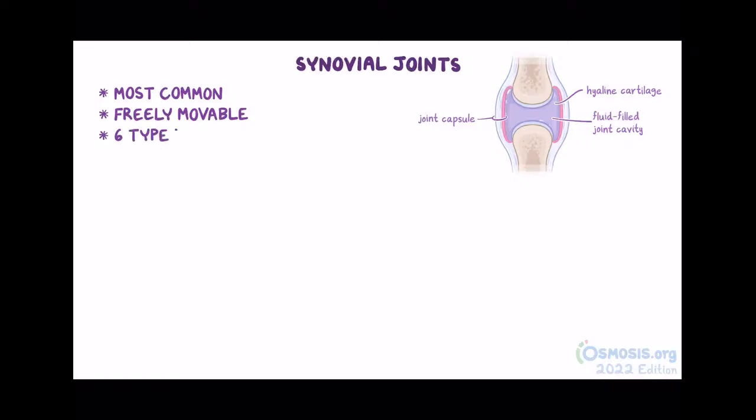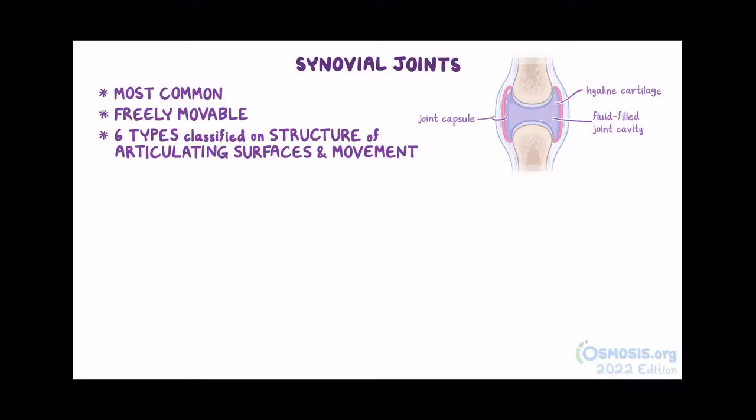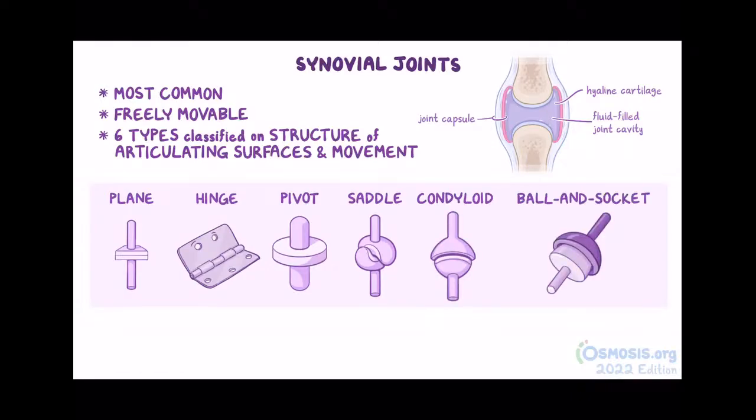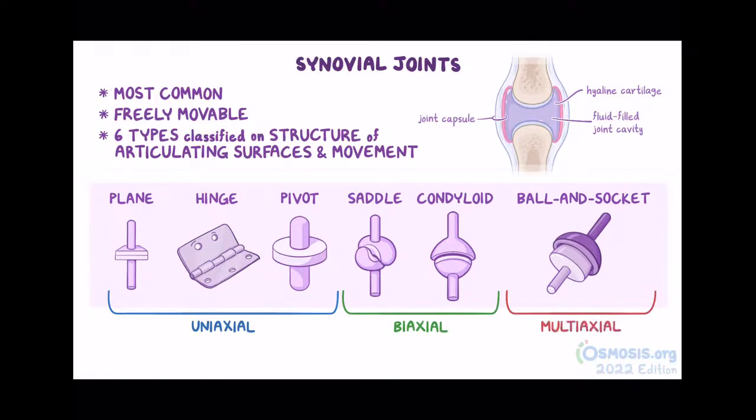There are 6 main types of synovial joints that are classified based on the structure of the articulating surfaces and the movement they permit. The 6 types include plane, hinge, pivot, saddle, condyloid, and ball and socket joints. More simply, we can divide them into uniaxial, biaxial, and multiaxial joints.